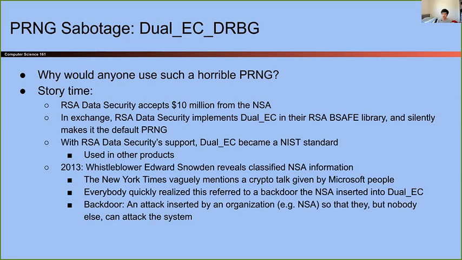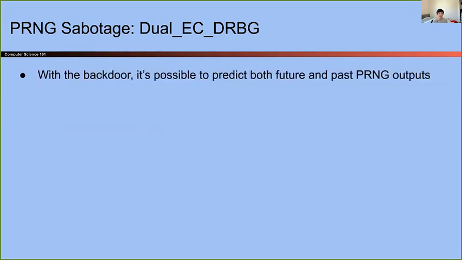If you're not aware, a backdoor is basically just an attack that's inserted by some organization or malicious party that lets them attack the system, even though no one else can. So they have a way into the system that no one else has. All right. So with this backdoor, they've discovered that because of this P and Q value, the NSA can probably break into any PRNG and then predict both future and past outputs.